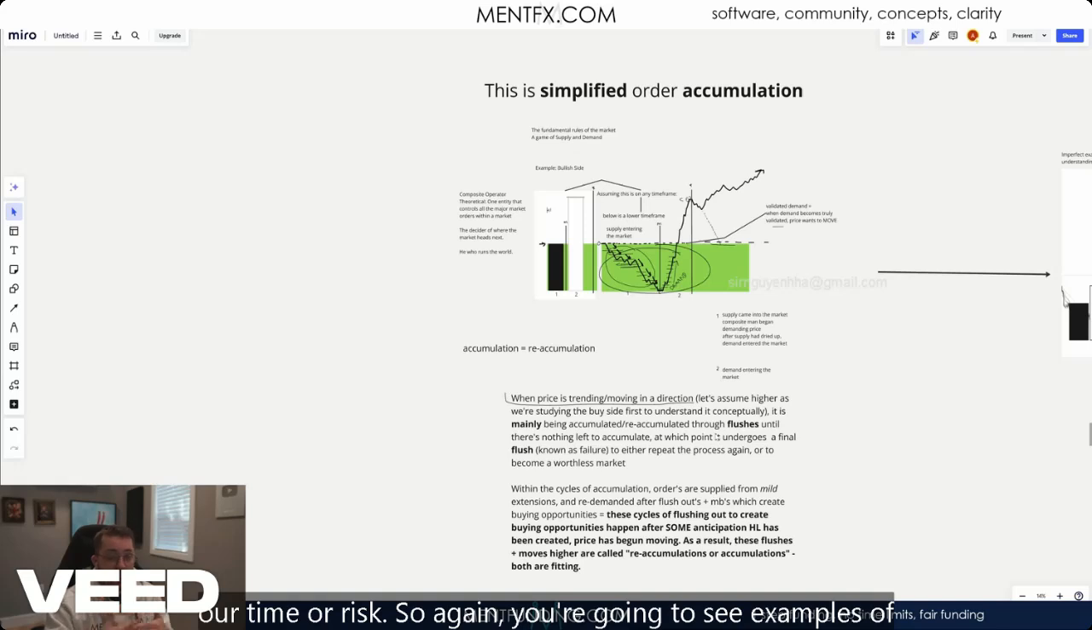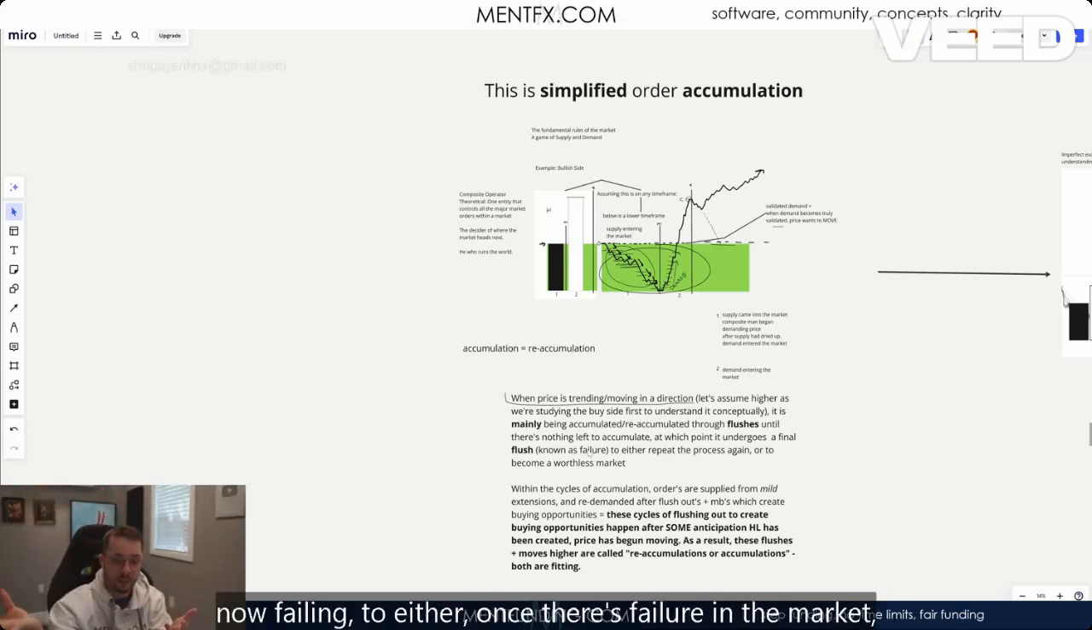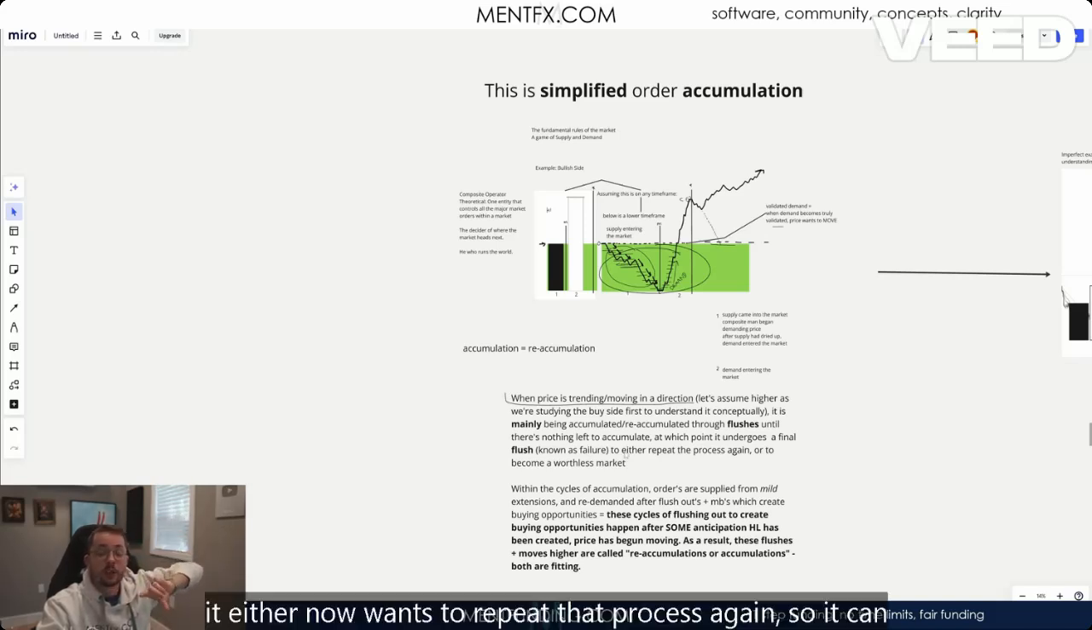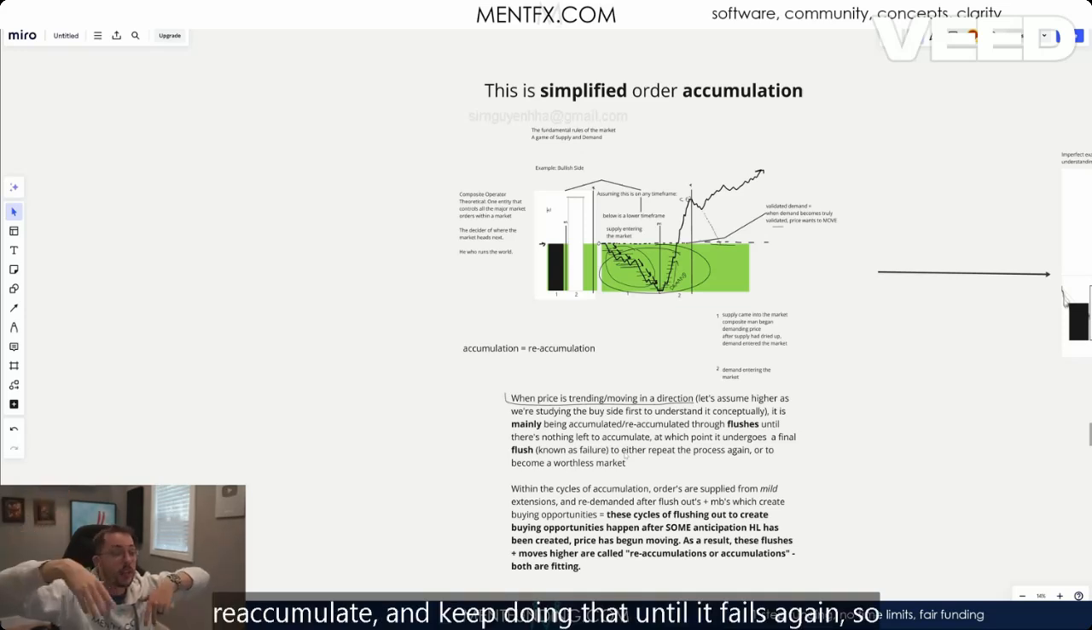So again, you're going to see examples of this in a second, but I want to assimilate you to understanding what is actually happening in a move. How is a move created? This is just through words at the moment, but I suggest you write this down through just the explanation that I'm giving. So yes, after there's nothing left to accumulate, it'll undergo a final flush, which we can label failure, because now the move that was happening is now failing. Once there's failure in the market, it either now wants to repeat that process again, so it can accumulate, move, flush, reaccumulate, move, flush, reaccumulate, and keep doing that until it fails again.